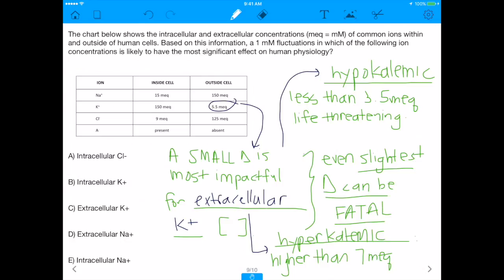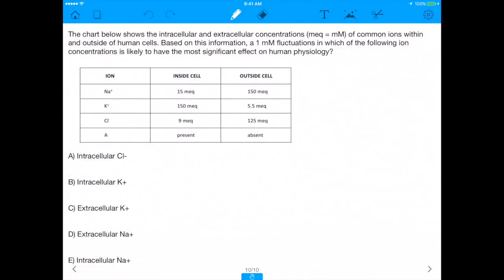So you'll see that small changes in potassium are huge. All right, and that's why extracellular potassium is most likely to have the most significant effects on human physiology because it's tightly regulated, and that's why there's only 5 millimolars at all times. And if that gets too high or too low, you can have pathological conditions.